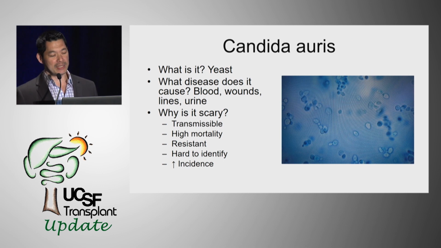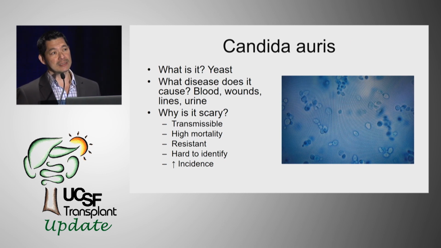And why is it scary? There are multiple reasons, but the main reason is that it's transmissible. It acts like C. diff or some other organisms that could be transmitted very efficiently. And I think that caught the medical community by surprise, how transmissible it was. There's also high mortality, but it's really associated with the kinds of patients it usually affects, which include a lot of kidney transplant patients, other heme malignancies, other immunocompromised patients, and patients with comorbidities.